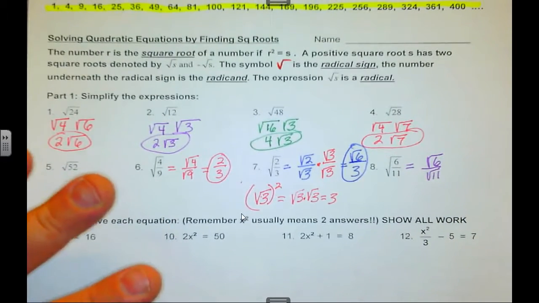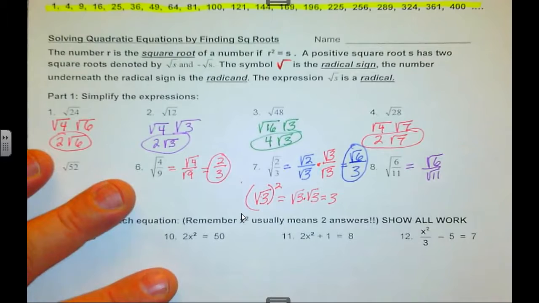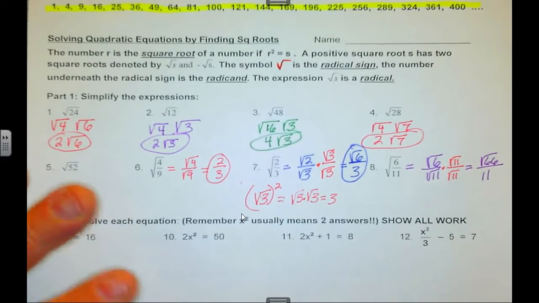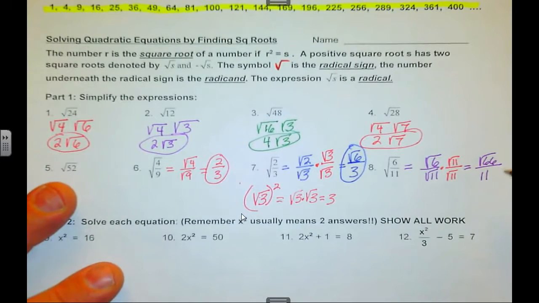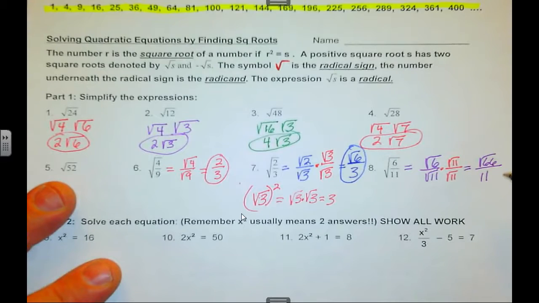Okay, radical 6 over radical 11. Again, both imperfect squares. So I'm going to multiply this by radical 11 over radical 11. Gives me radical 66 on top and 11 on the bottom. And I believe radical 66 does not have a perfect square for a factor.